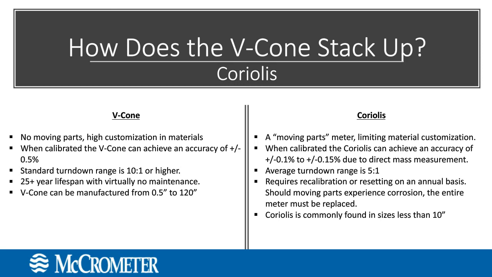Where the VCone does kind of work against the Coriolis, however, is turndown ranges. Coriolis averages out around 5 to 1, whereas the VCone is looking at 10 to 1. And our 25-plus year lifespan with virtually no maintenance contrasts with the Coriolis recalibration and testing on an annual basis, as well as the issue of any of those moving parts getting corroded away, which would cause a need for immediate replacement. And then generally for Coriolises, you're going to be looking at them in sizes less than 10 inches, whereas the VCone has a broad sizing range all the way from 0.5 inches at our smaller end to 120 inches at the larger end.